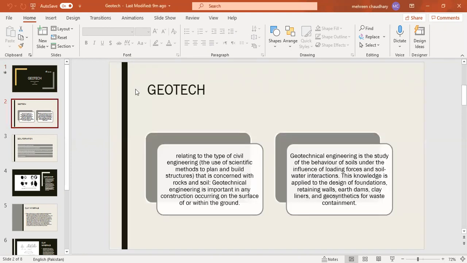What is geotech? Geotech is the type of civil engineering that is concerned with the rocks and soil. It is the study of the behavior of soil under the influence of loading forces and soil water interactions.